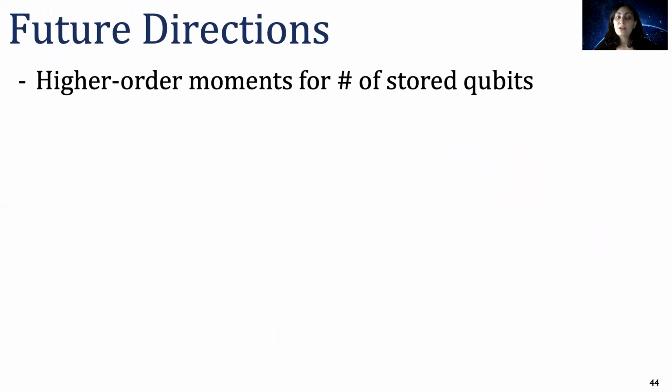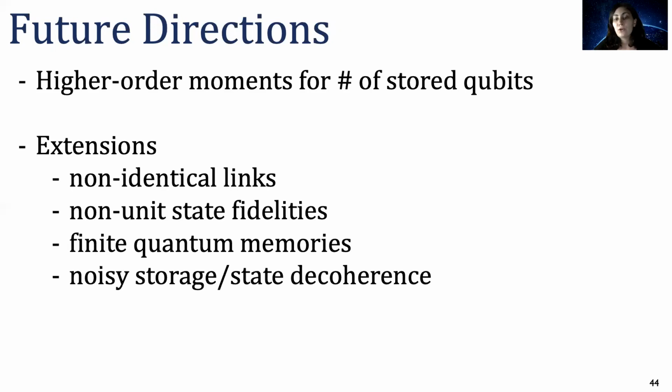Finally, some future directions. Recall that earlier we derived an expression for the expected number of qubits stored at the switch in steady state. We believe that deriving higher order moments for the number of stored qubits may be valuable, as that would allow us to also compute the variance. In this work, we focus on an idealized scenario for quantum switch operation, but our hope is to extend the results to more realistic settings and relax some of our assumptions.